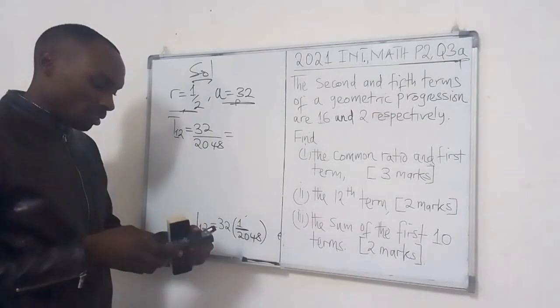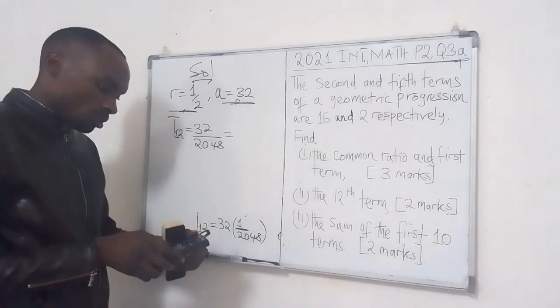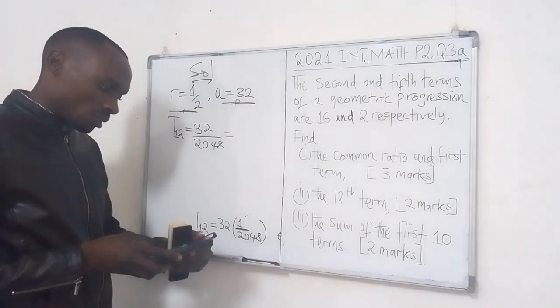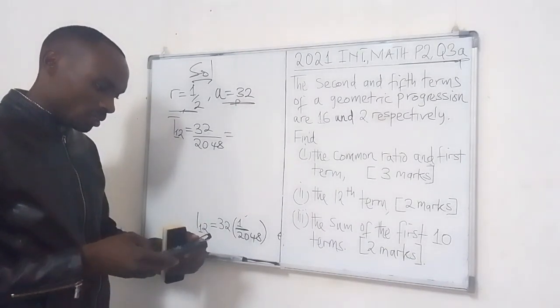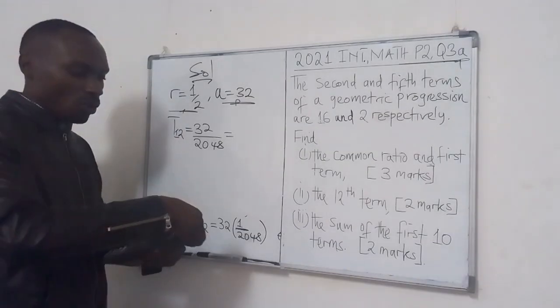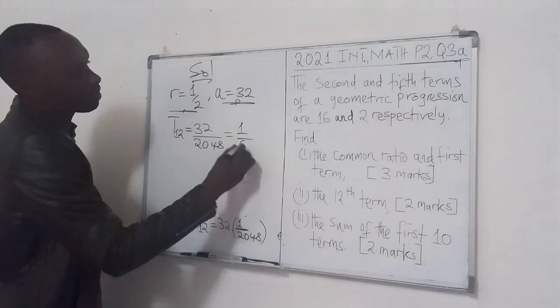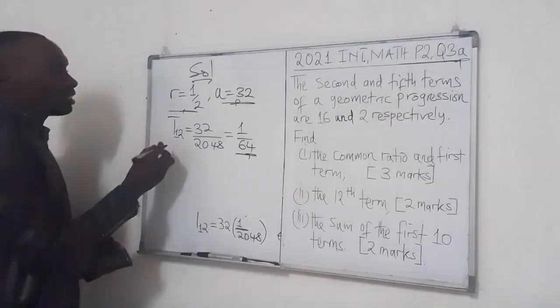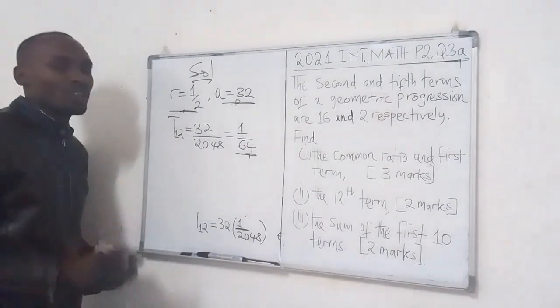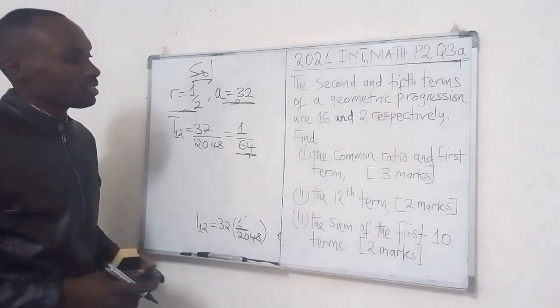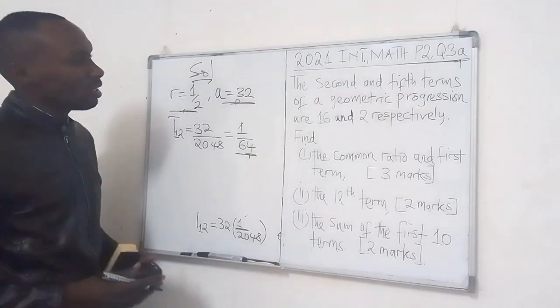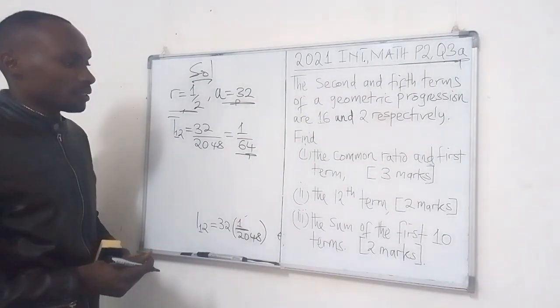So we can use the calculator for this: 32 over 2048. This gives 1 over 64. So this is the 12th term, 1 over 64. So 2 marks for this part.